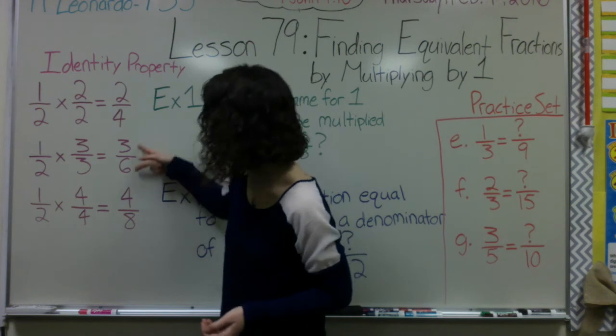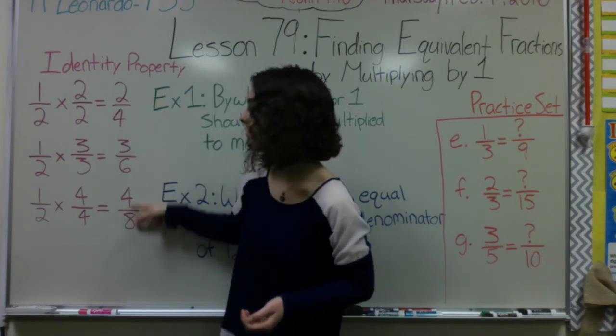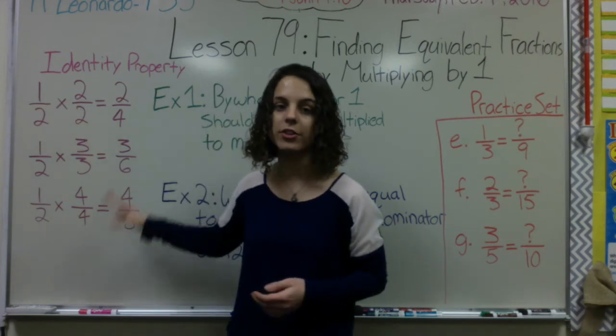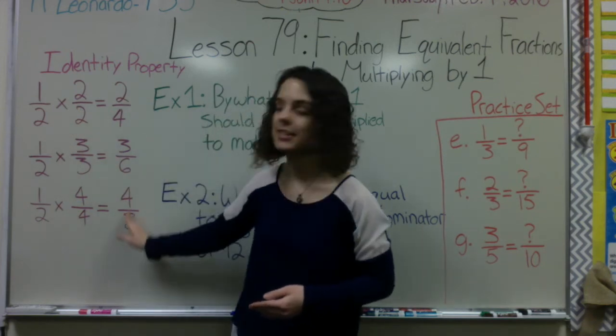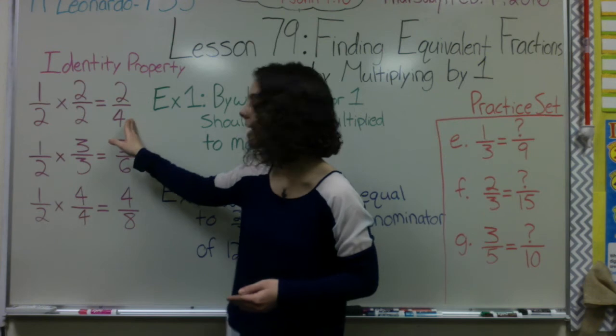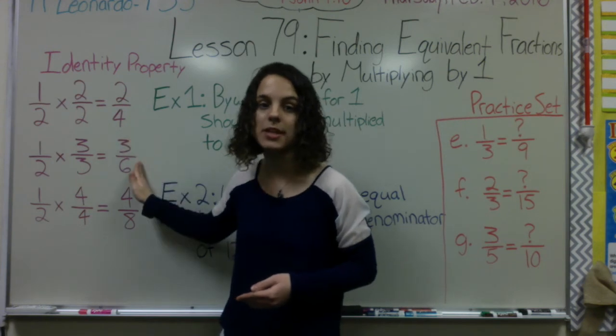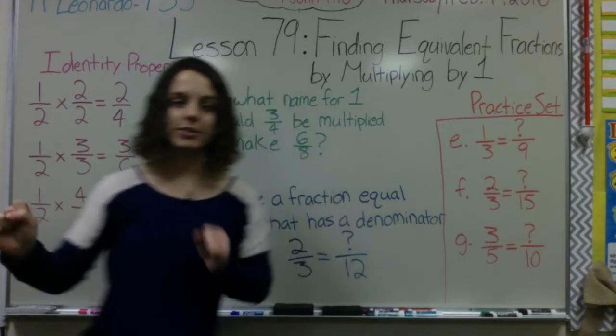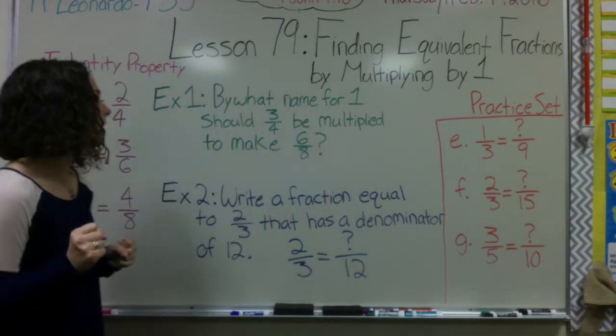So all of these fractions are equivalent to half because I'm simply multiplying by different forms of 1. Even though they look different, they're all the exact same value. If I were to have 2/4 of a pizza, it would be equal to 3/6 of a pizza, which would still be equal to 4/8 of a pizza. They are all the same. The numerators and denominators just look different.